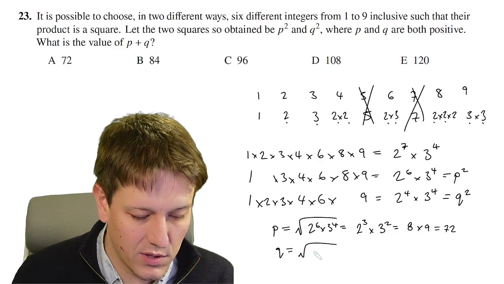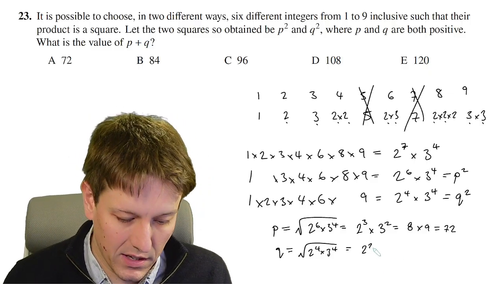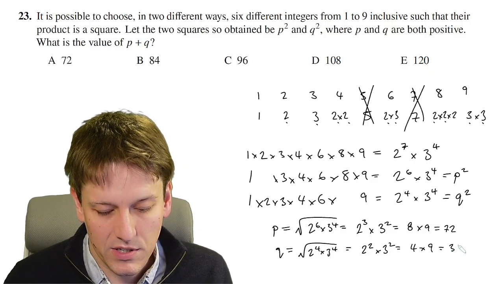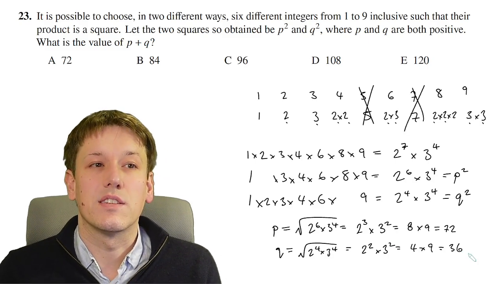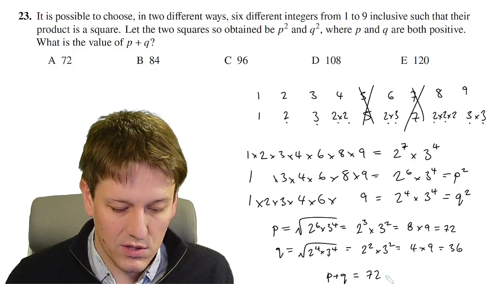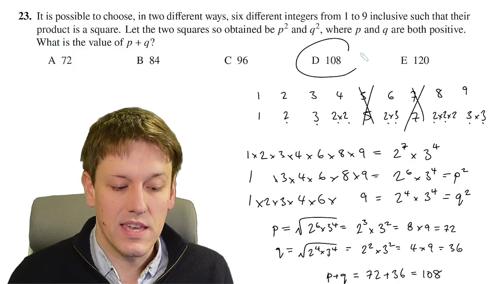And for q, I want to do the square root of 2 to the 4 times 3 to the 4. So that would be 2 squared times 3 squared. That would be 4 times 9, which is 36. So the answer to this question, the sum of p and q, is 72 plus 36, which is 108. And so the answer here is D.